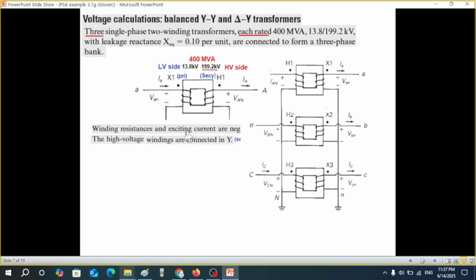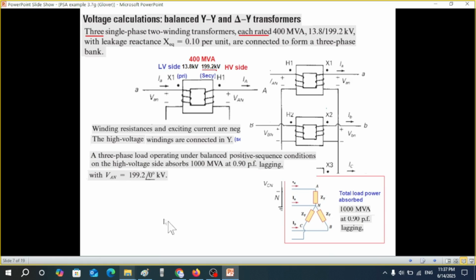Winding resistance and exciting currents are negligible. The high voltage windings are connected in Y. So the high voltage side of this side is connected as Y. A 3-phase load. This is the load. Under balanced positive sequence conditions, the high voltage side absorbs 1000 MVA. So the load power for all 3 is 1000 MVA and the power factor is 0.9 lagging.